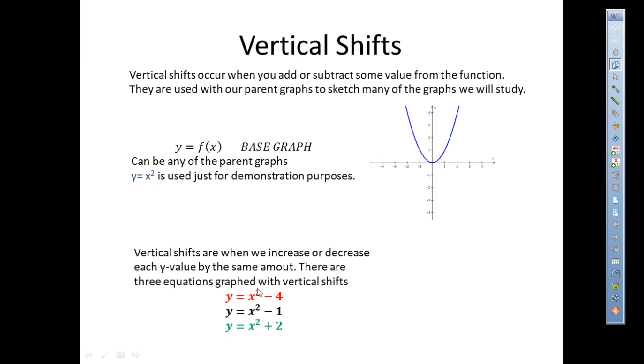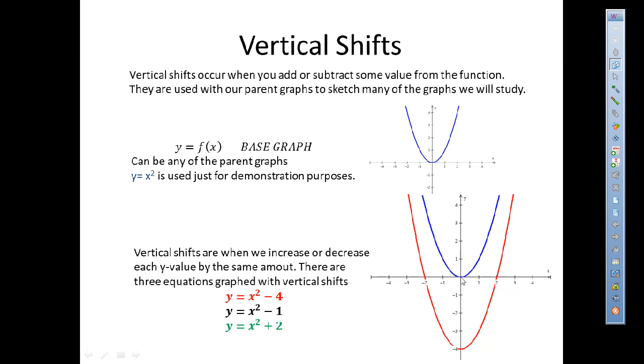There are 3 equations graphed with vertical shifts. The first one we're going to look at is x squared minus 4. That's just going to take that graph and drop it down. And then the x squared minus 1, we're going to take that same base graph, the blue graph, and drop it down 1 unit. And then the x squared plus 2 is going to take that exact same base graph of x squared and raise it up 2 units. So it's going to be there and opening up. So that's all the adding and subtracting after the fact does, is shift the thing up and down.